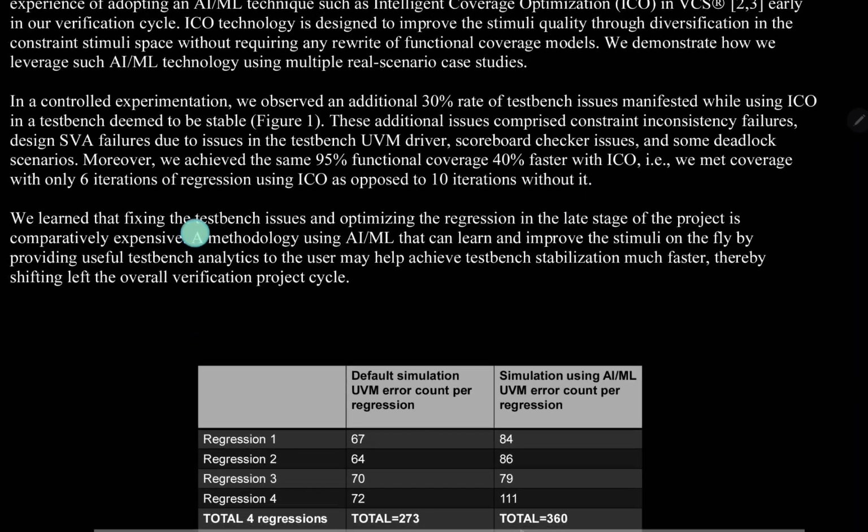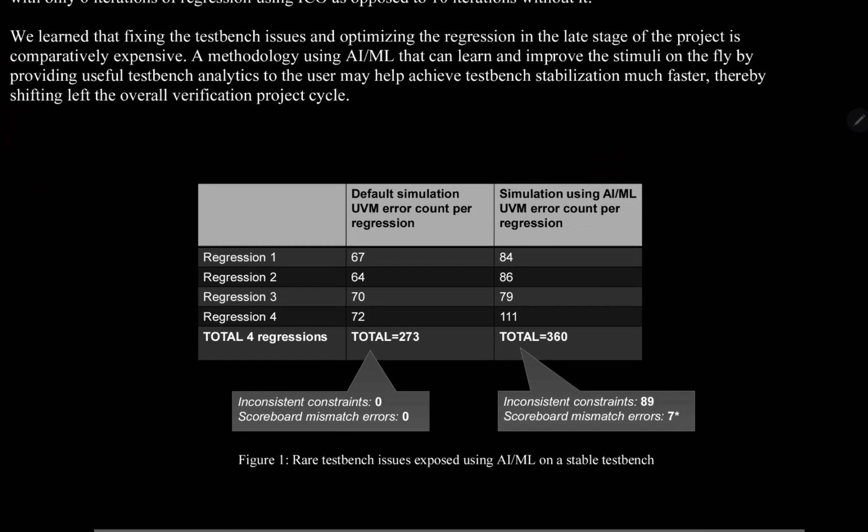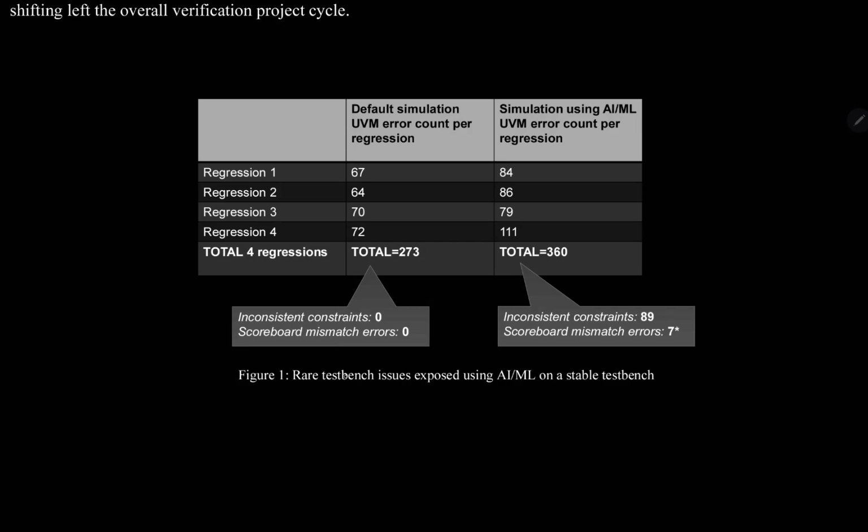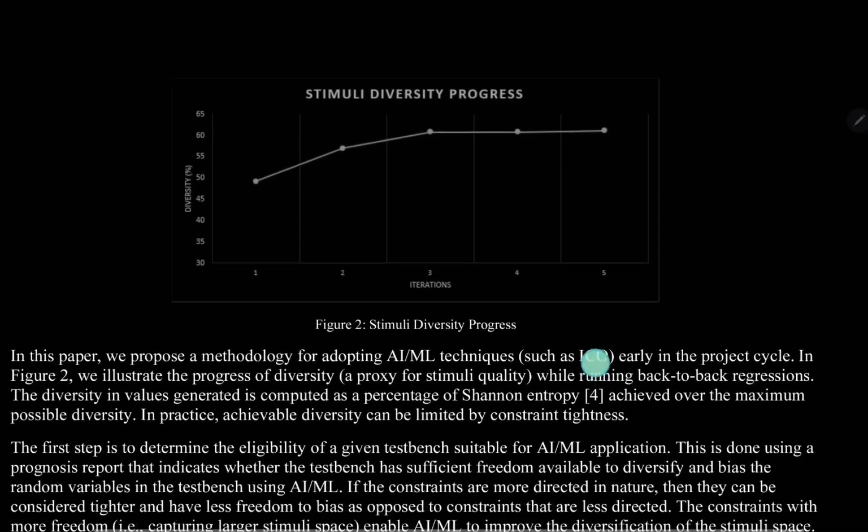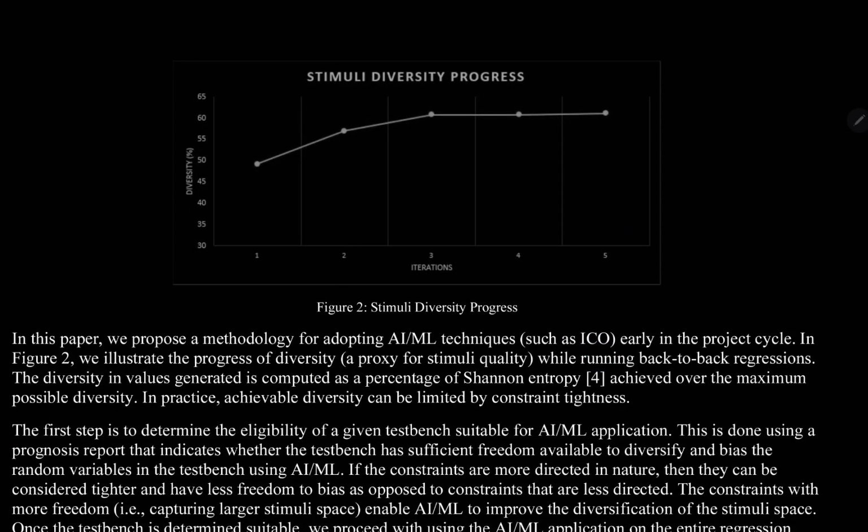We learned that fixing the test bench issues and optimizing the regression in the late stage of the project is comparatively expensive. A method using AI/ML that can learn and improve the stimuli on the fly, while providing useful test bench analytics to the user, may help achieve test bench stabilization much faster, thereby shifting left the overall verification project cycle. Figure 1 shows rare test bench issues exposed using AI/ML on a stable test bench. Figure 2 is stimuli diversity progress.